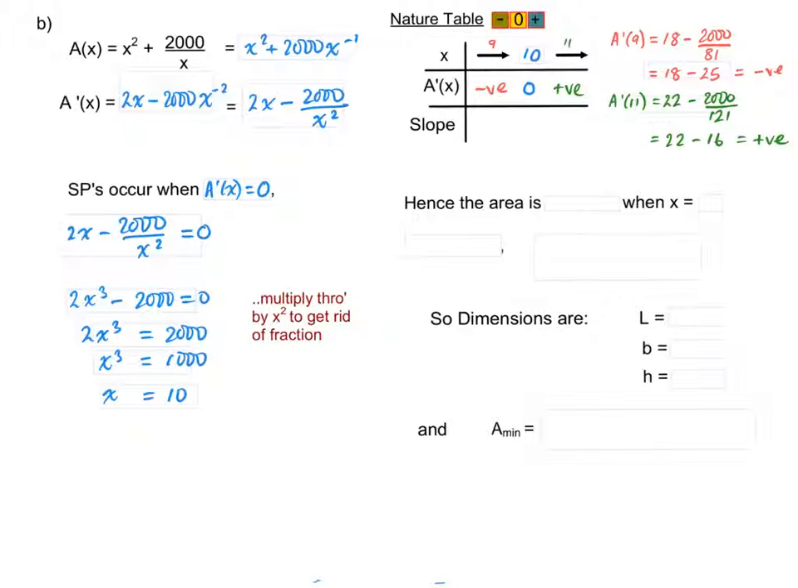Which gives us a negative slope, horizontal, and a positive slope, which tells us that the area is a minimum when x is equal to 10.